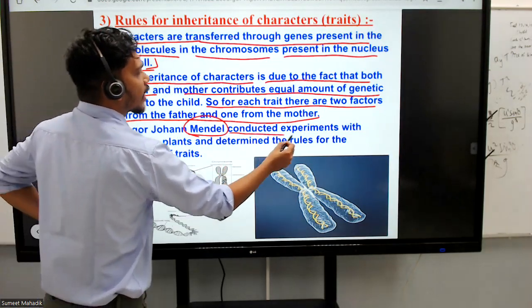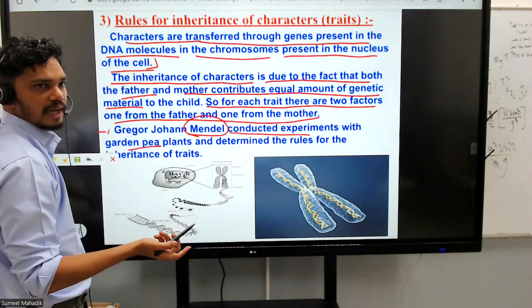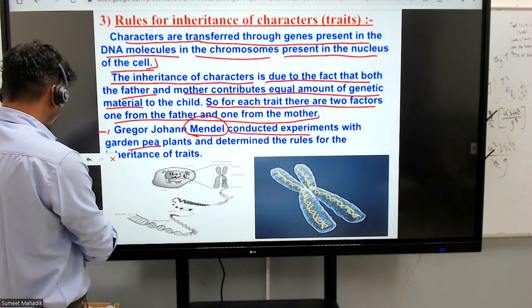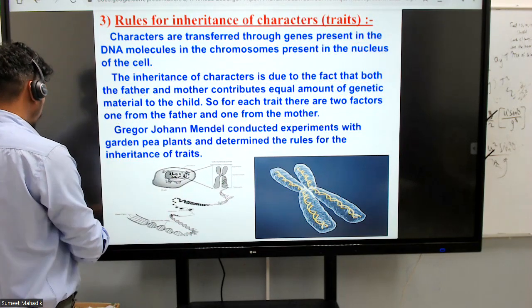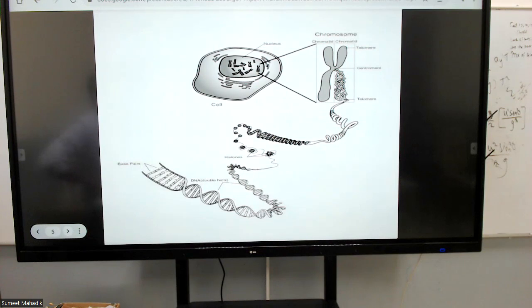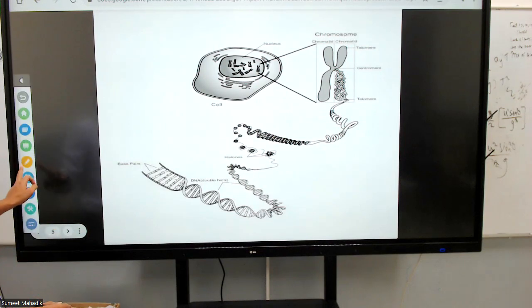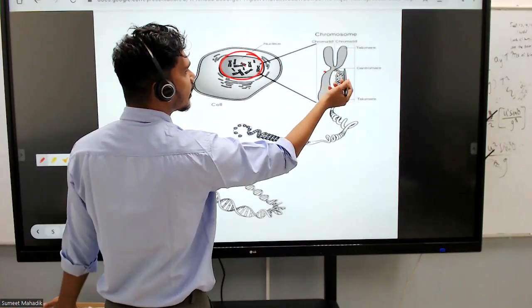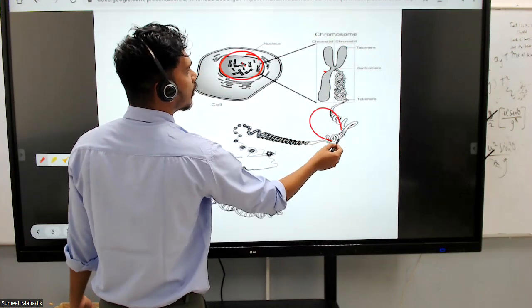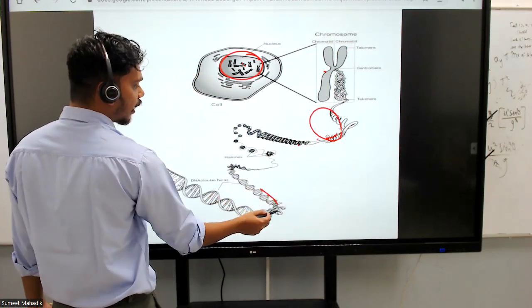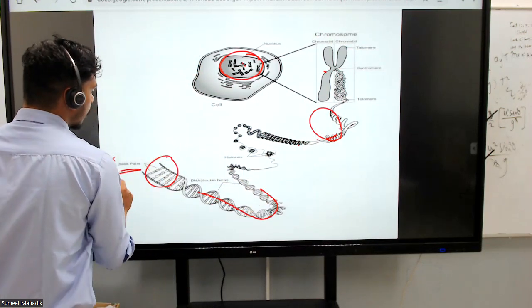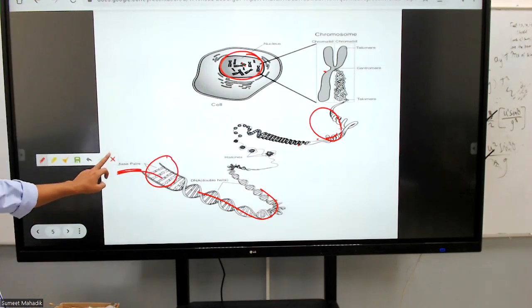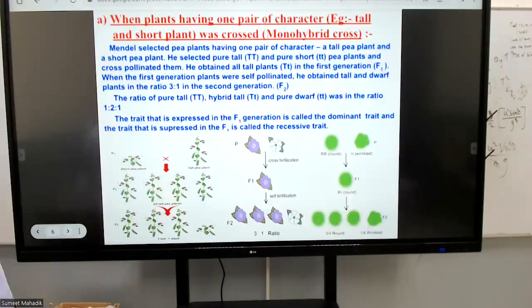Mendel conducted experiments with a garden pea plant. We just have studied about that, right? So who is responsible for the genetic information transfer? DNA is there. Okay, yes, exactly. That's correct. But inside the cell, there are chromosomes. A chromosome is ultimately nothing but winding of a DNA, right? Ultimately, we get a DNA. That is the genes we are getting. Okay, so that's the point over here.